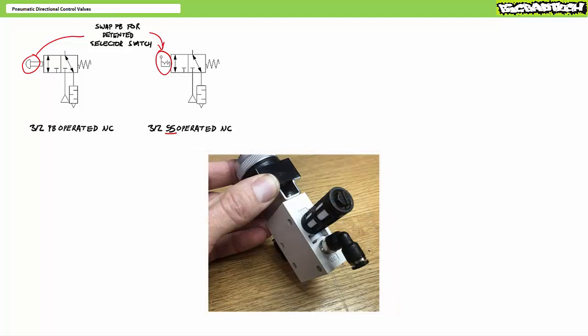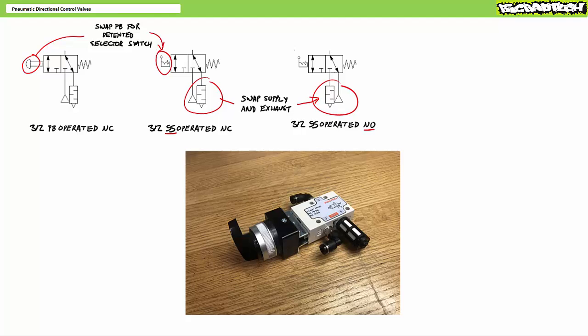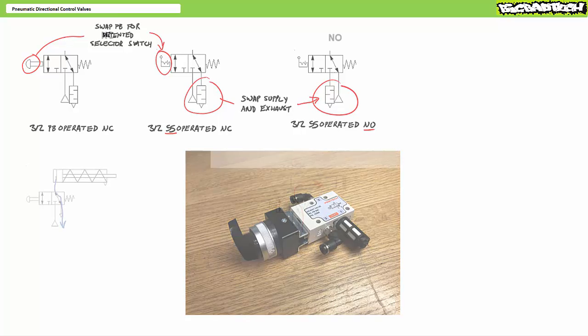Input port 1 is labeled normally closed. Exhaust port 3 is labeled normally open. It's again a trivial matter to completely change the function of this directional control valve by popping off the muffler on 3 and swapping it out with the elbow on 1 and vice versa, and calling this a selector switch actuated, normally open 3x2 directional control valve. Can you dig it? Shoot, this valve is so radically different now, its mama wouldn't even recognize it if it walked in the front door and said hello.